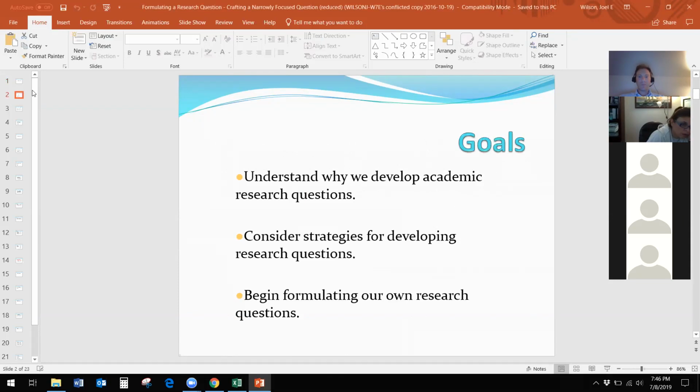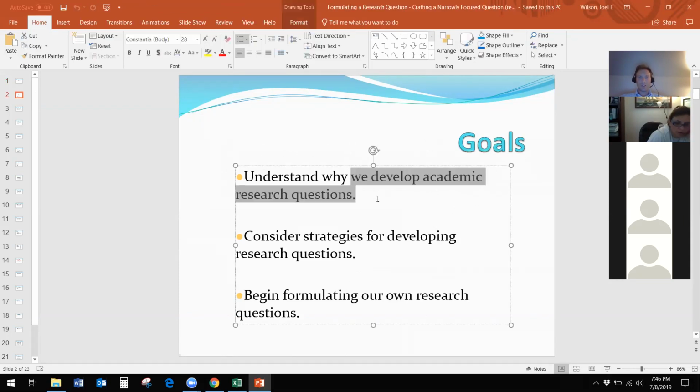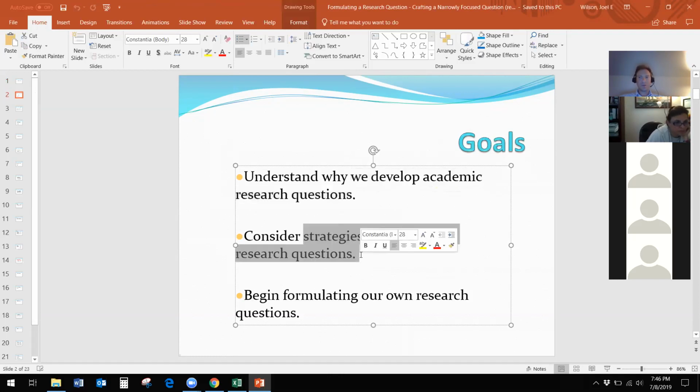So first of all, our goals are to create a research question. It's also to create strategies for developing research questions. I can lead you to fish, or rather give you a fish, but I want to teach you how to do the actual fishing, as the expression goes. How do you start to come up with topics for inquiry?